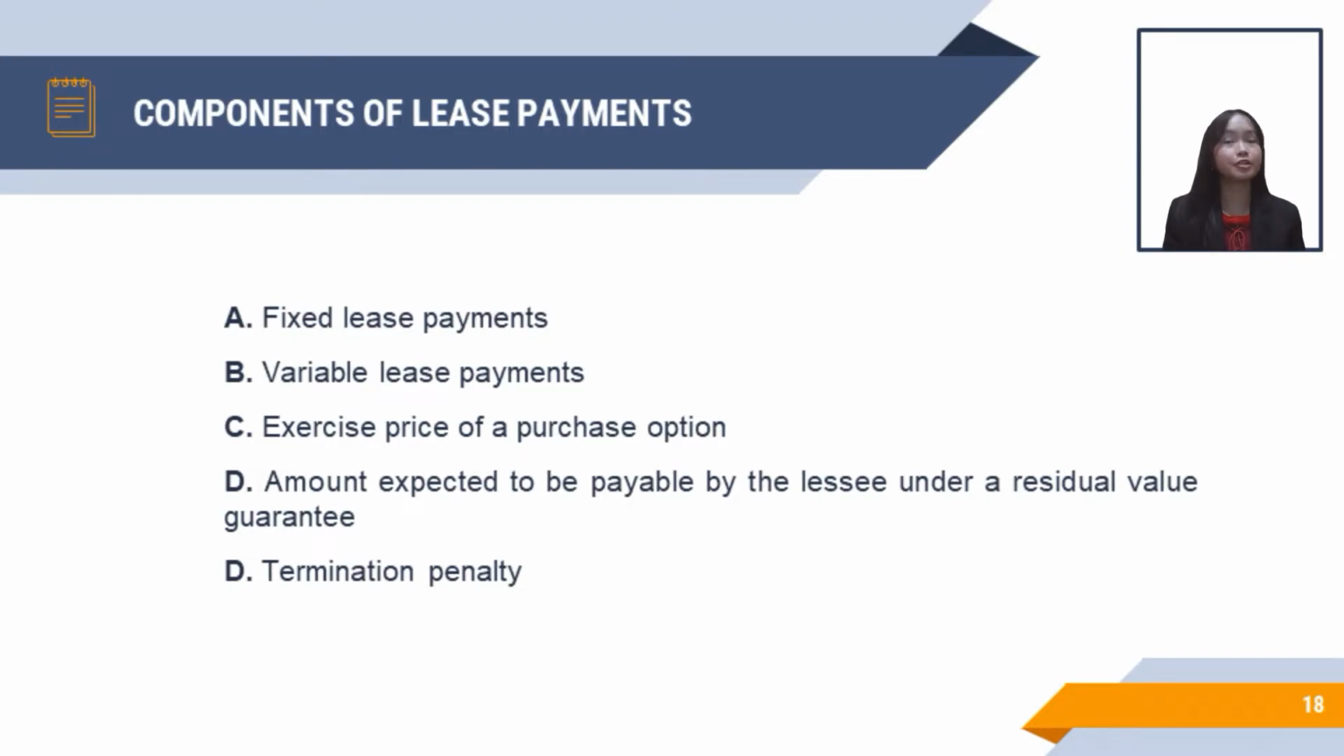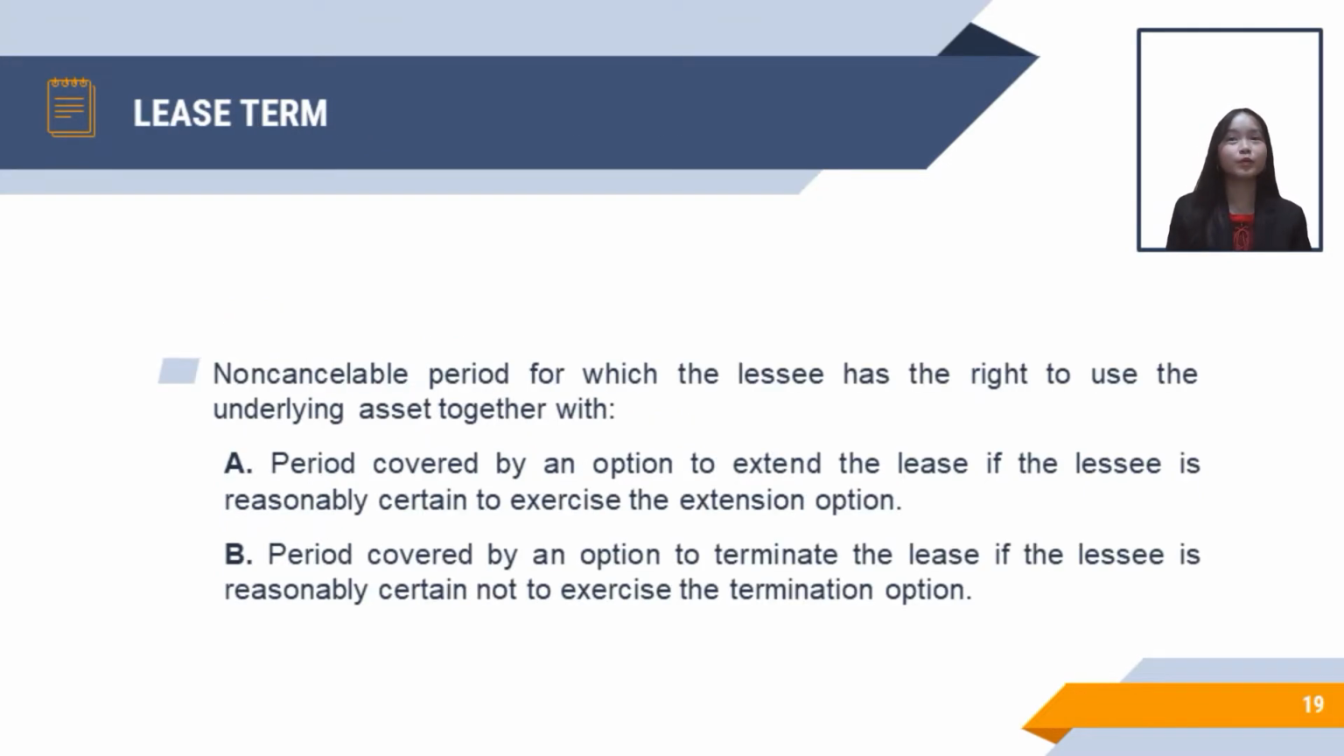Letter C. Exercise price of a purchase option. This is when you are reasonably certain that you will buy the property, so you add it to your lease liability, to your lease payment. Letter D. Amount expected to be payable by the lessee under a residual value guarantee. And lastly, termination penalty.